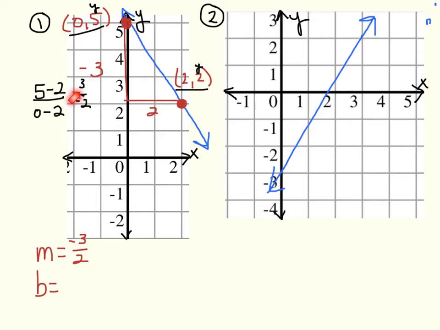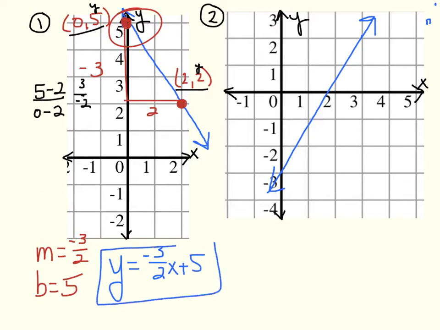The next part is determining where it crosses the y-axis. Well, it crosses the y-axis at 5, right up here. So I take this, write it as my equation, y equals -3/2 x plus 5. And it really is that easy.